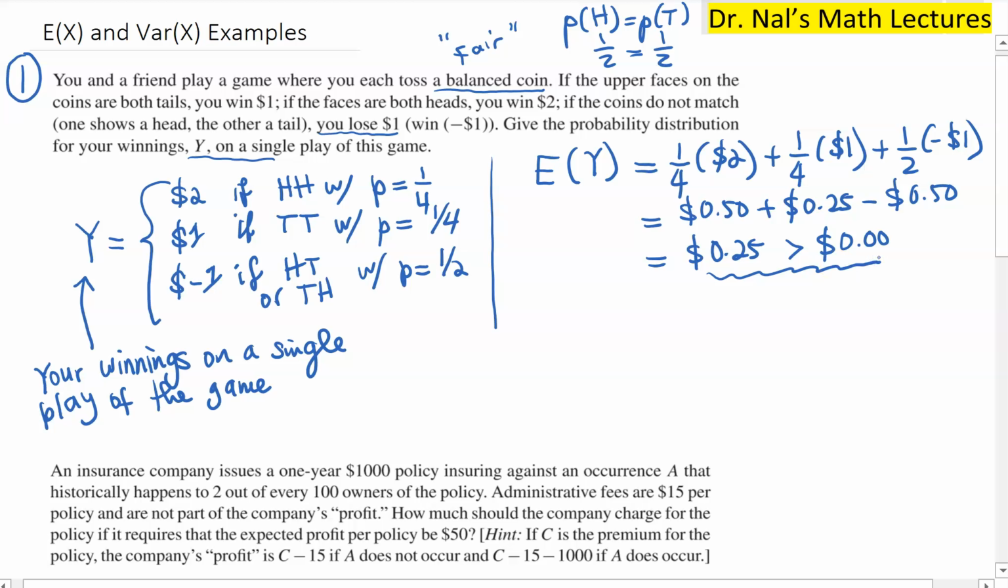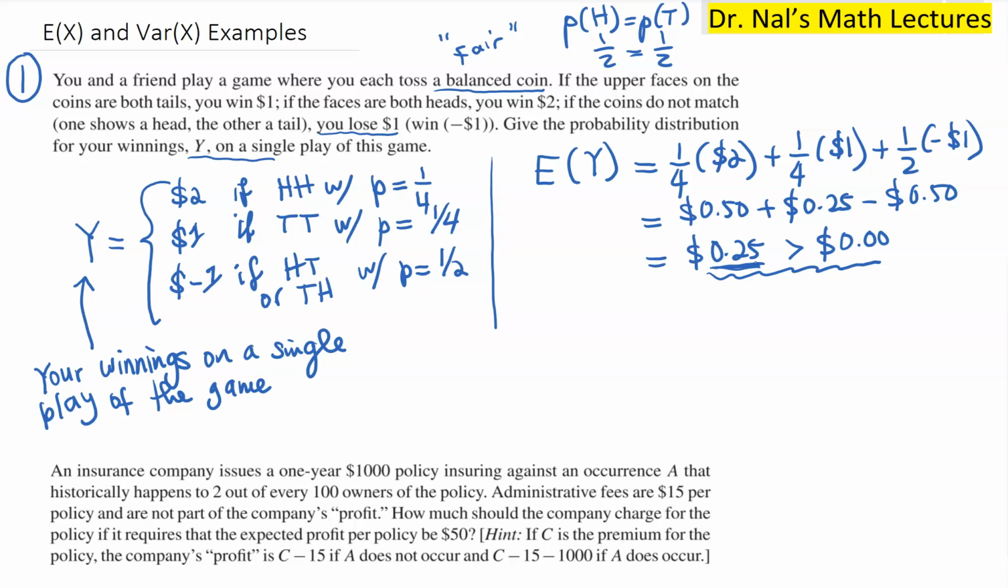So in fact, you should pay some money to play this game. What we can even say is for each play of this game, you can pay up to 25 cents if you are risk neutral. If you have risk neutral preferences, you should be willing to pay up to 25 cents to play this game, because that's the expected payoff from that game, right? Yeah, so that's pretty neat.